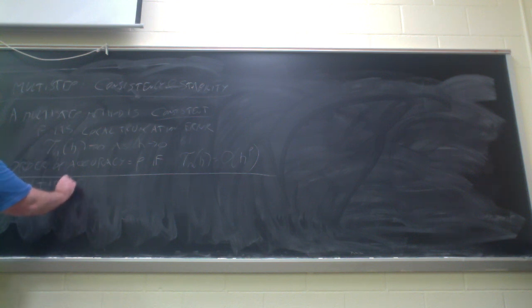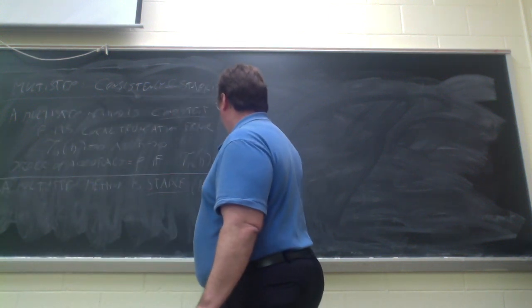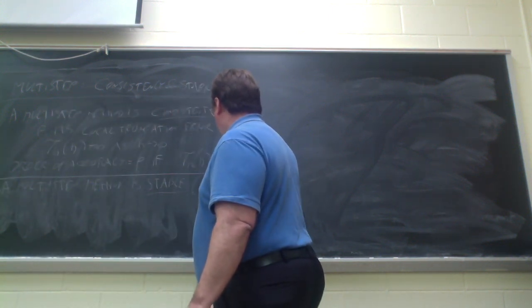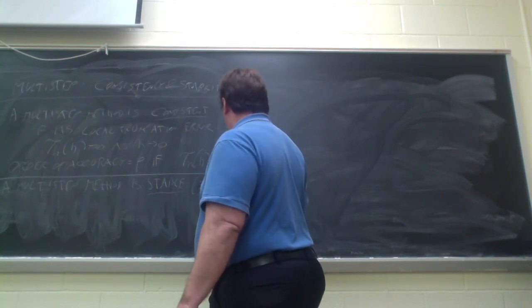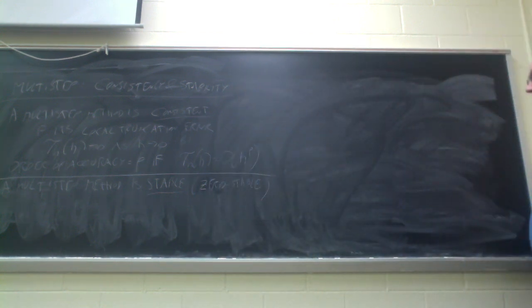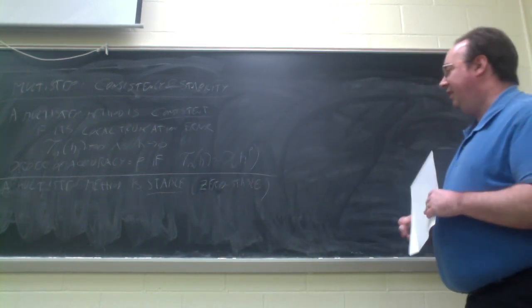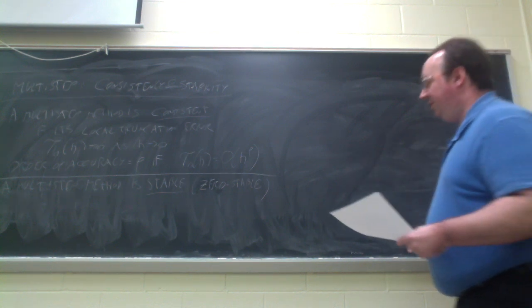A multi-step method is stable, and in the case of multi-step methods, there's a synonym for this: it's also referred to as zero stable. The term zero stable will become clear later on when we come up with a simple way to check stability for a multi-step method.